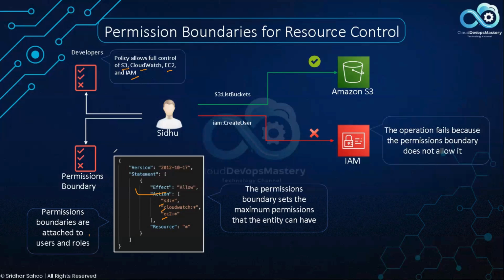Here you see, this Sidhu user is able to create S3 buckets, but unable to create any IAM users, groups, or roles. The operation fails because the permission boundary does not allow it. There is nothing mentioned in the actions regarding IAM permissions. If you write a permission boundary and apply it on the Sidhu user, then even though IAM permission is given, he still cannot perform it, because we set a permission boundary for the Sidhu user. Let's do it in the lab, then it will be quite clear.